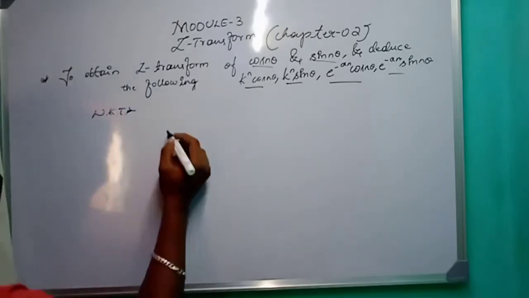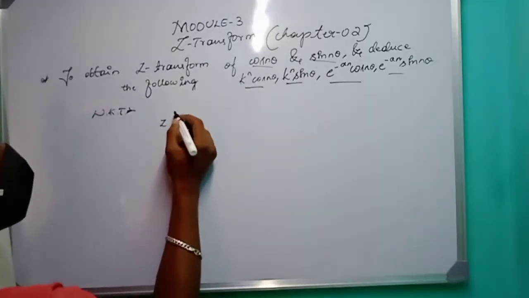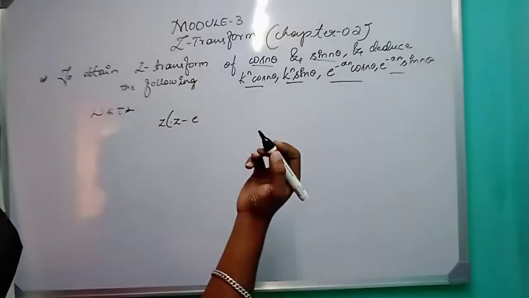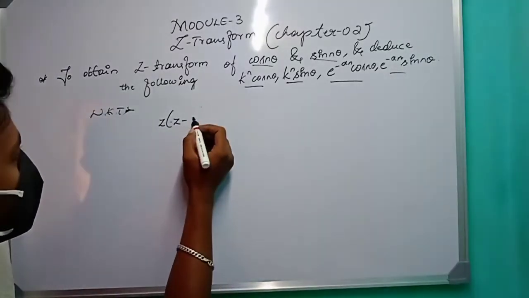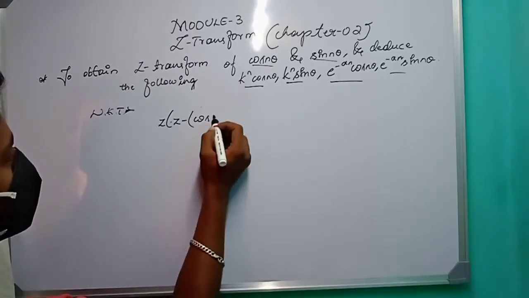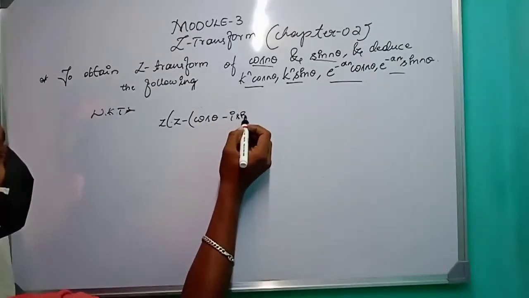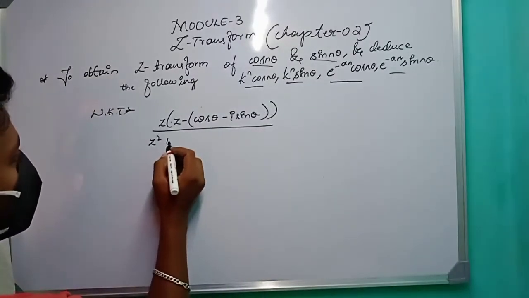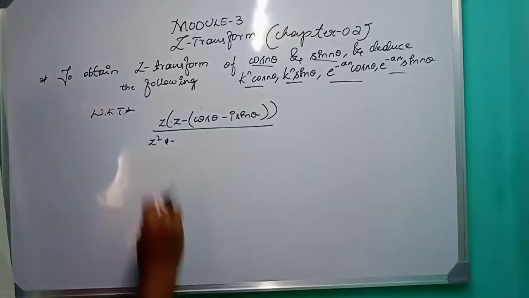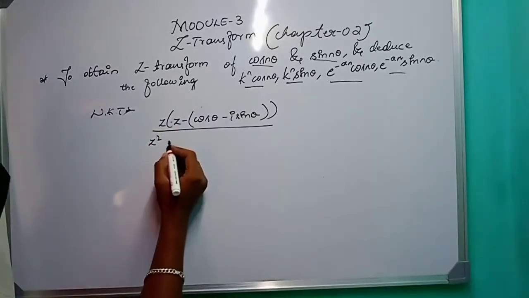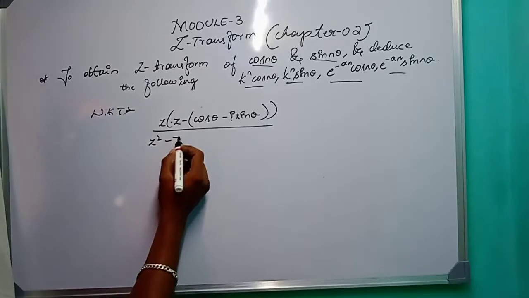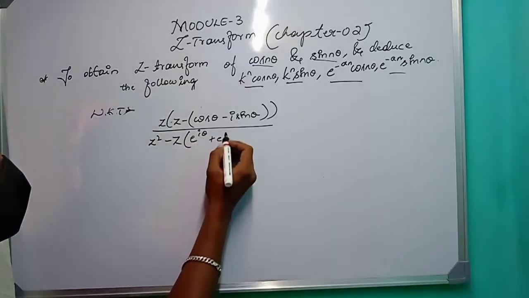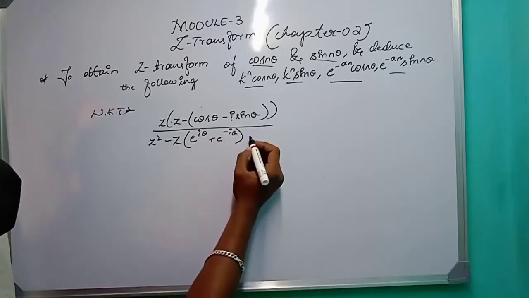Let me write the equation that we got last time. Z into (Z minus cos theta minus I sin theta) whole divided by Z square minus Z into e power I theta plus e power minus I theta plus 1.